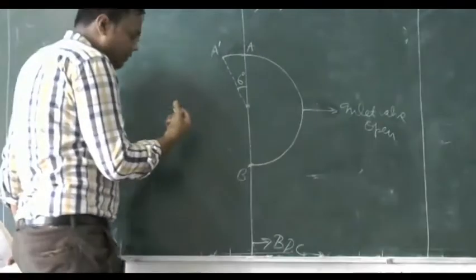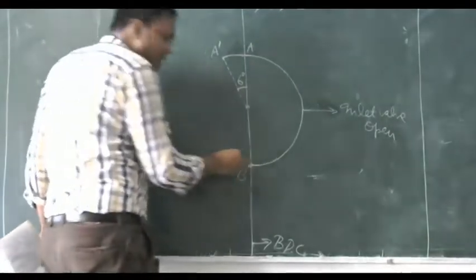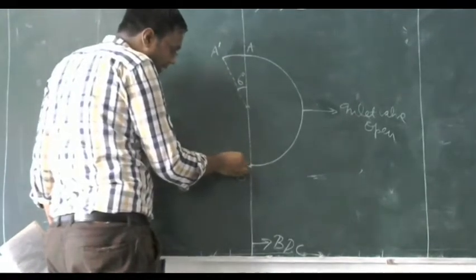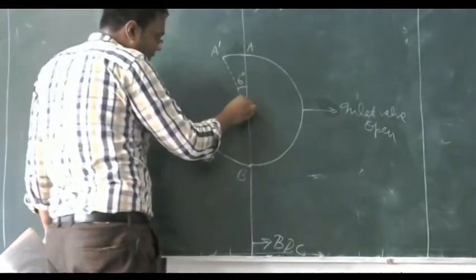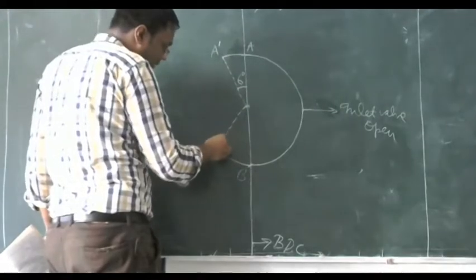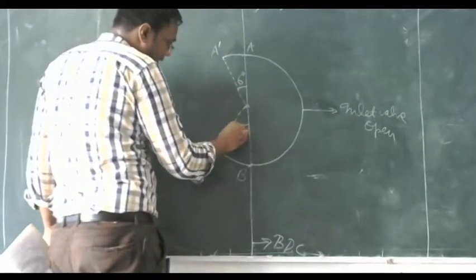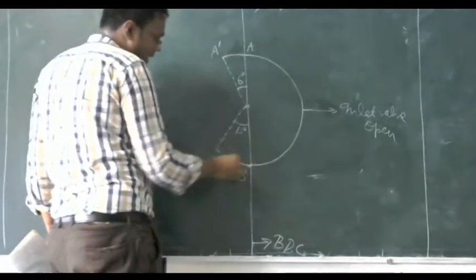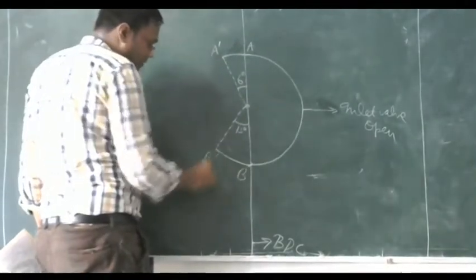So here we have started at point B. We have started to close the valve at point B, but it will actually close after 15 degrees. After revolving 15 degrees, it will actually close.